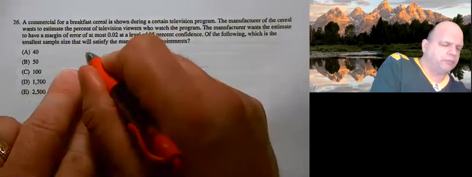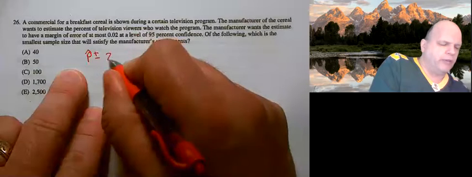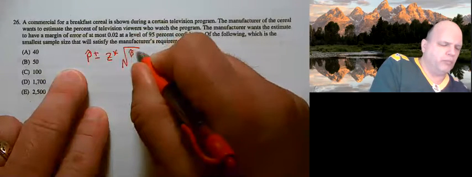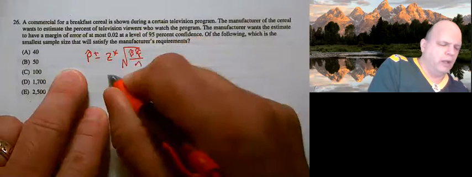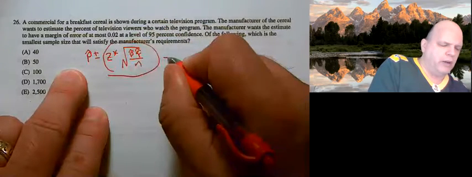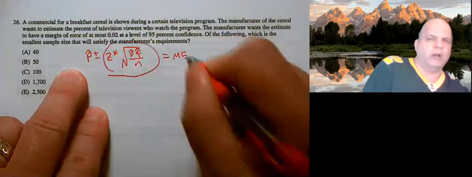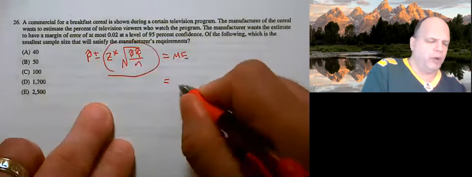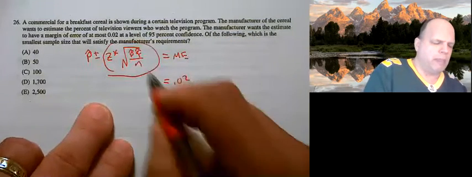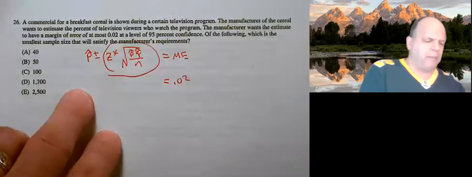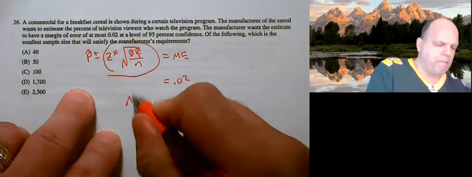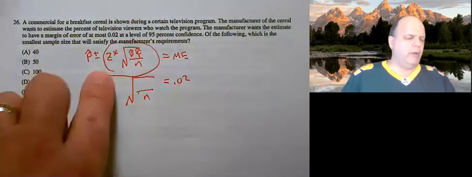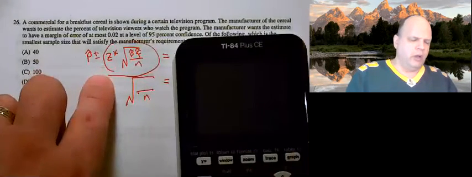So first off, here's my confidence interval formula. And this right here equals the margin of error. And they want the margin of error to be no more than 0.02. All right, so we know we're looking for n, so I'll go ahead and draw that in there. And we need to calculate our z star.